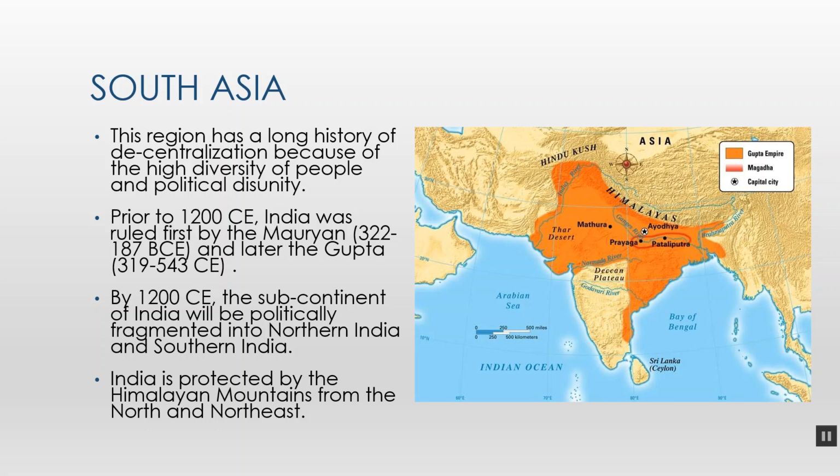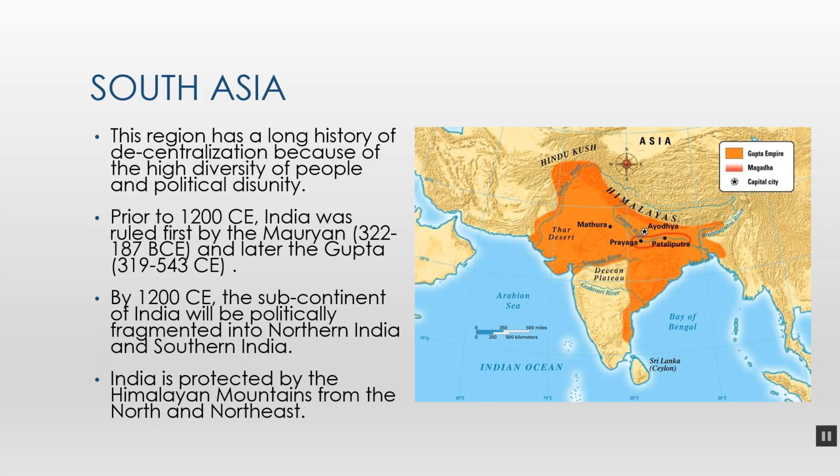Prior to 1200, India was ruled first by the Mauryan Empire and then later the Gupta Empire. By 1200 CE, the subcontinent of India will be politically fragmented into northern India and southern India. So India is going to be broken up, northern India and southern India, and they're going to have very different ideologies connected to them.